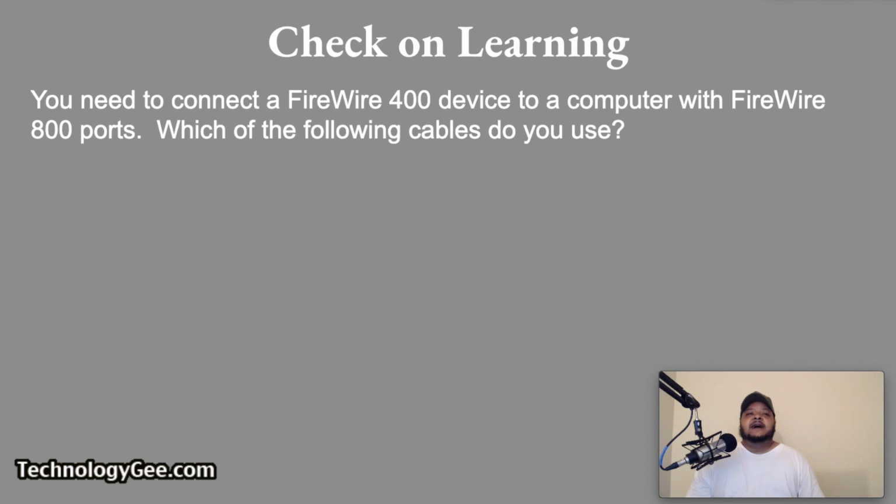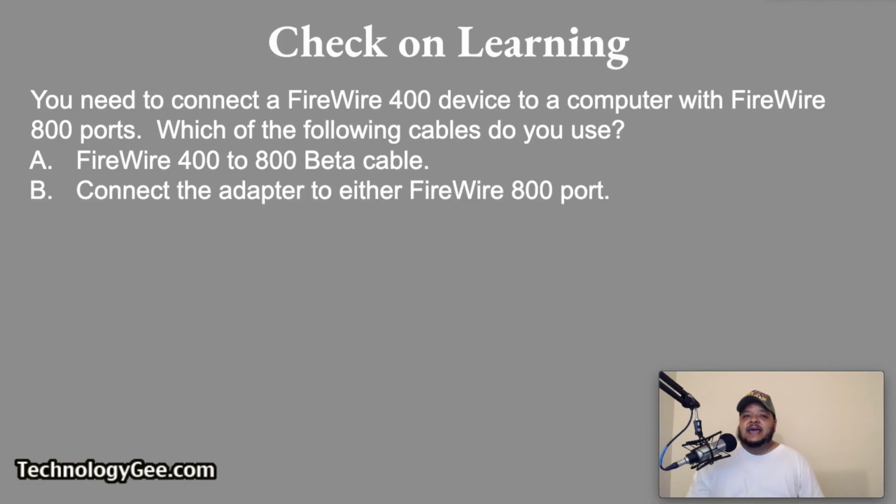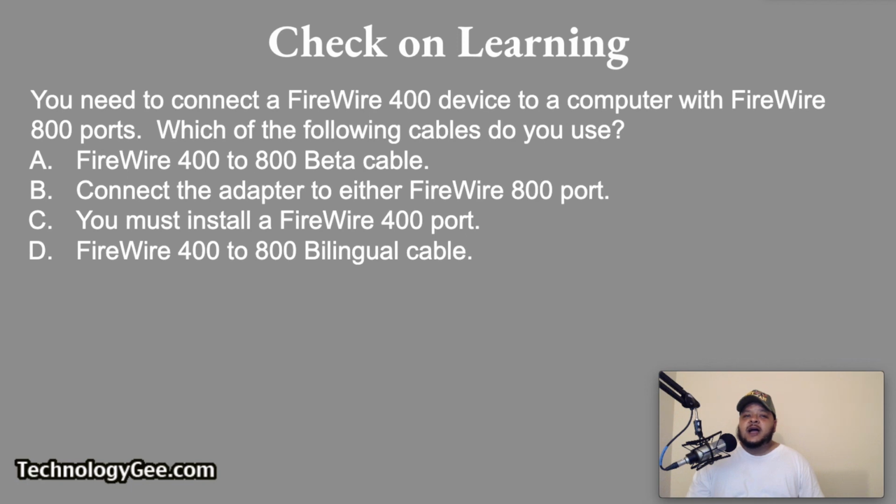All right. Final question. You need to connect a FireWire 400 device to a computer with FireWire 800 ports. Which of the following cables do you use? Would it be FireWire 400 to 800 beta cable? Would it be connect the adapter to either FireWire 800 port? Would it be you must install a FireWire 400 port? Or would it be FireWire 400 to 800 bilingual cable?